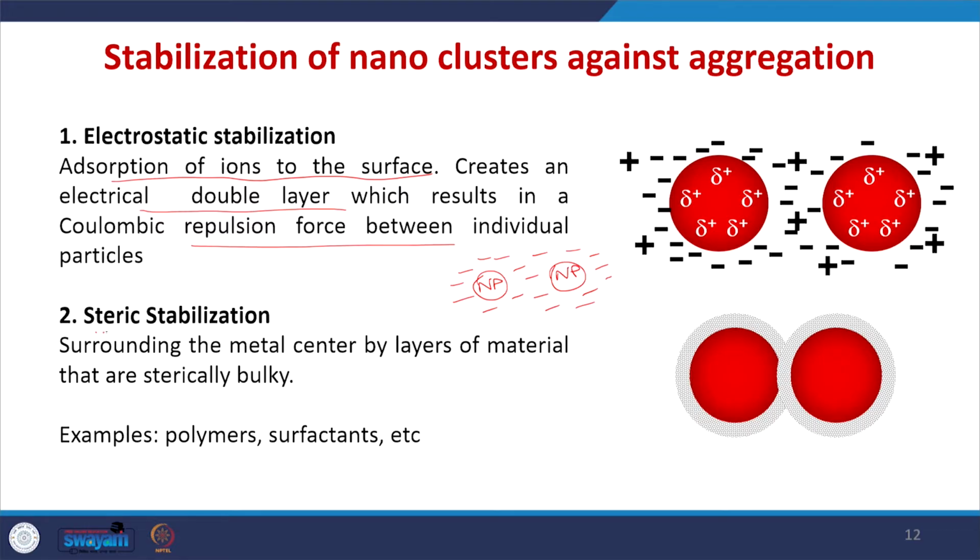The next type is steric stabilization. Here the metal nanoparticles are surrounded by layers of material that are sterically bulky. For example, we can use polymer or surfactants, which can form a layer and prevent the nanoparticle from aggregation. Let us see what are the various parameters that affect the particle growth, shape and structure.